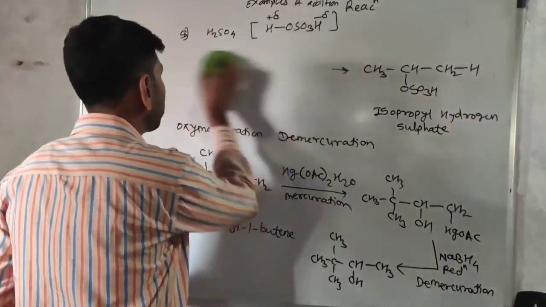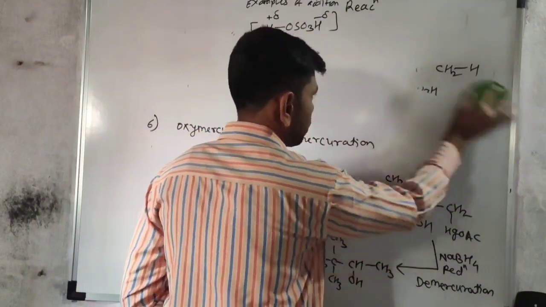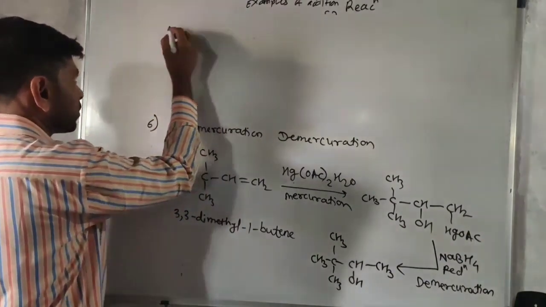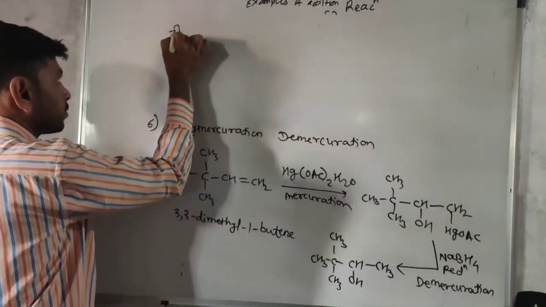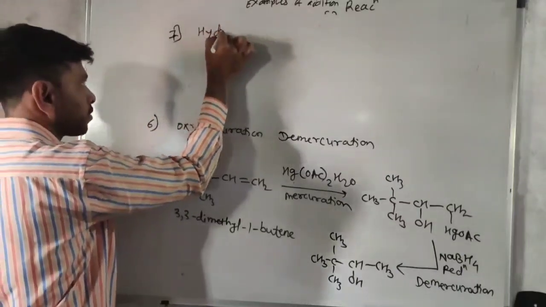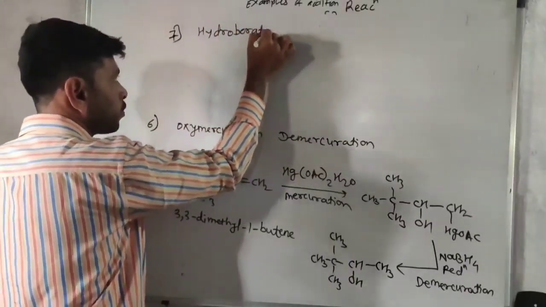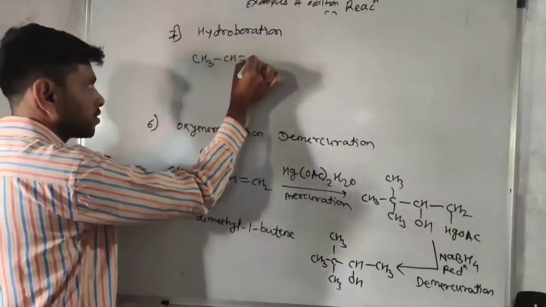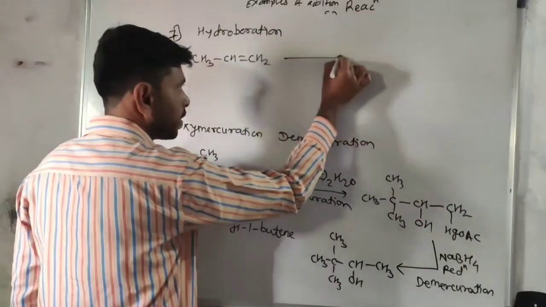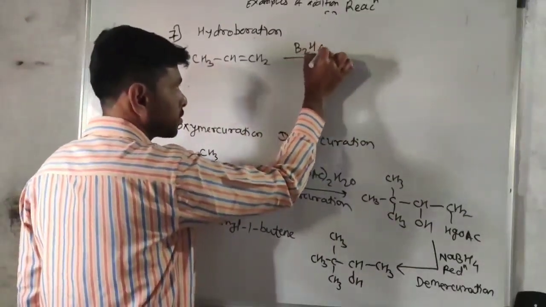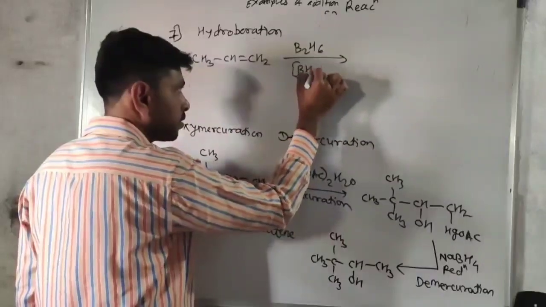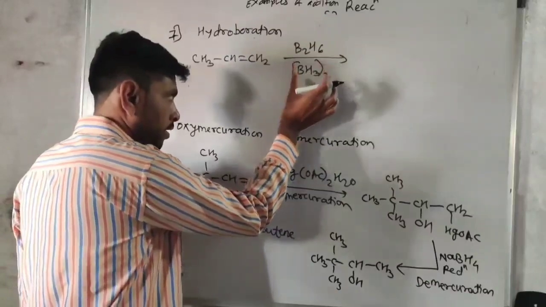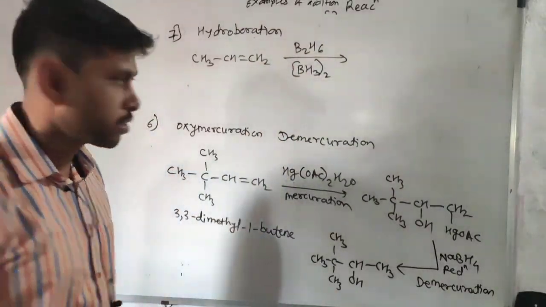See another example for our information, that is the hydroboration reaction. In the hydroboration reaction, we have taken this unsaturated system and addition of B2H6, that is nothing but BH3 twice. So it requires 3 molecules of this unsaturated system.